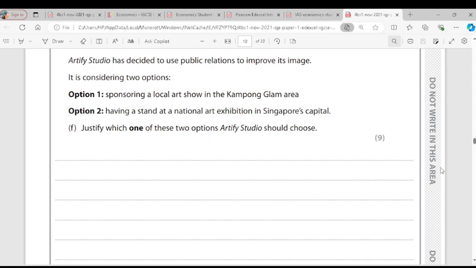So for sponsoring a local art show, I wrote, this will increase the awareness of Artify Studio to those in the Kampong Glan area, as it might be used as a means of advertisement about different services of Artify Studio. However, sponsoring an event may be quite expensive, and this might increase the cost of Artify Studio.